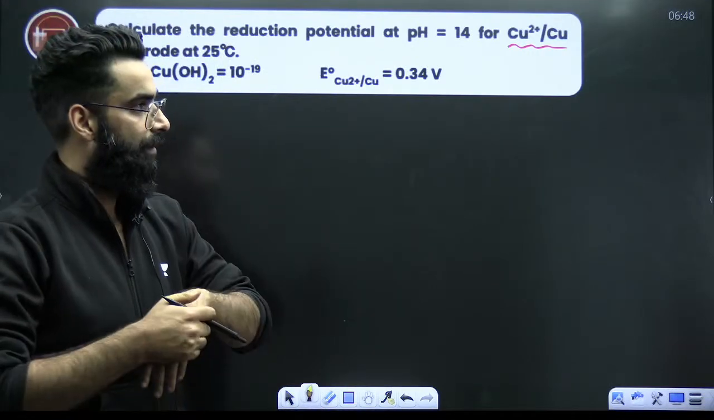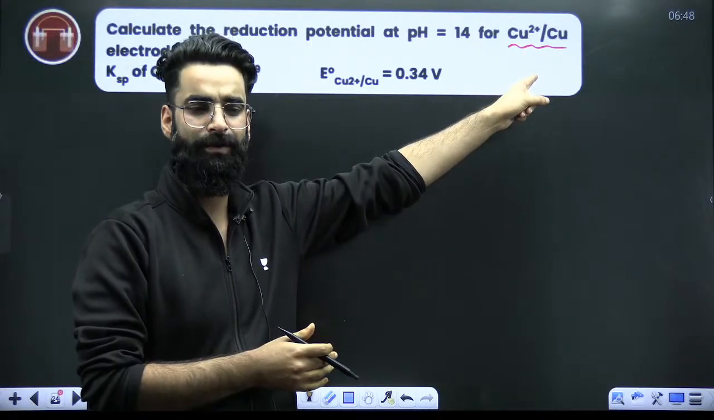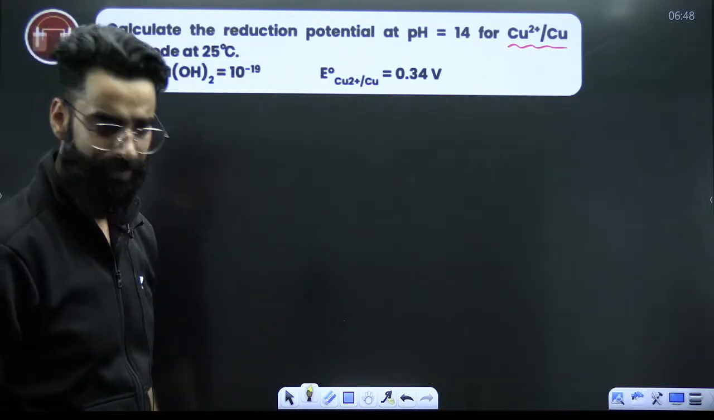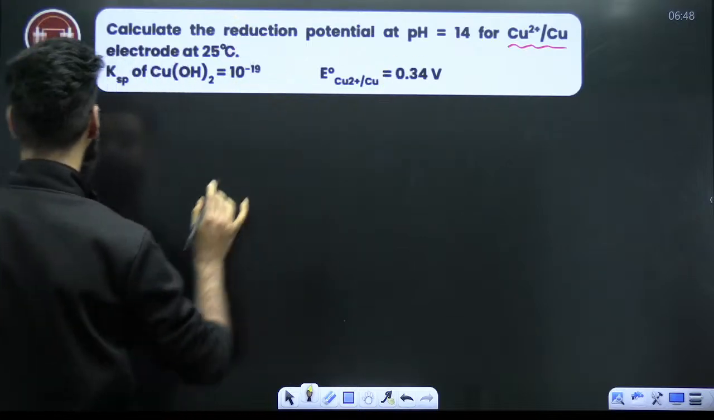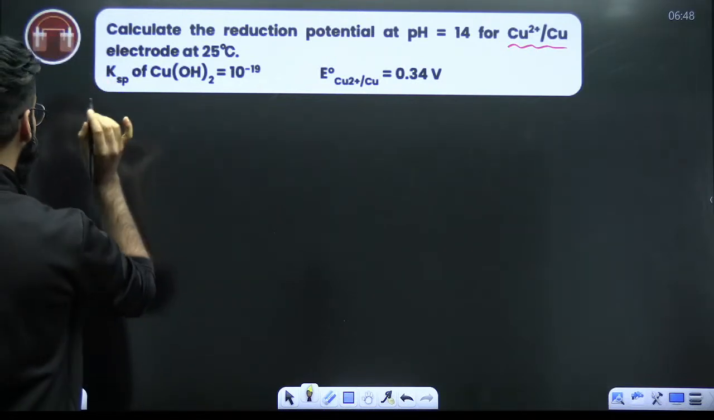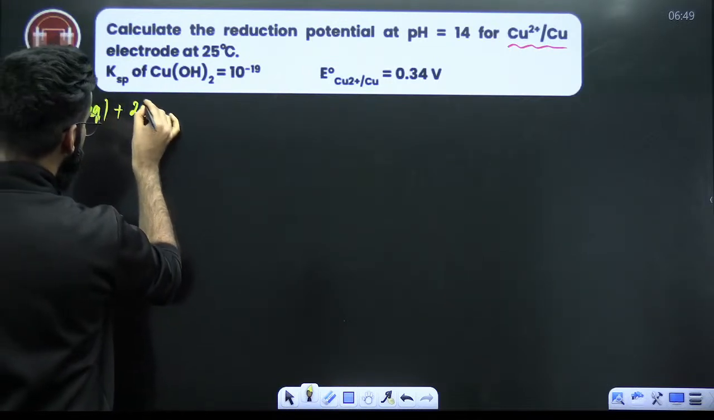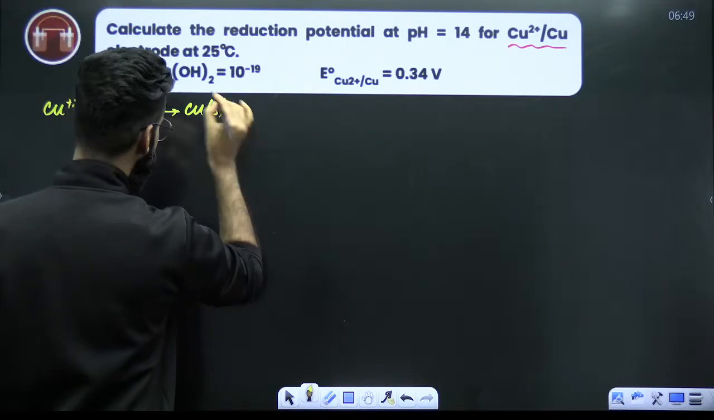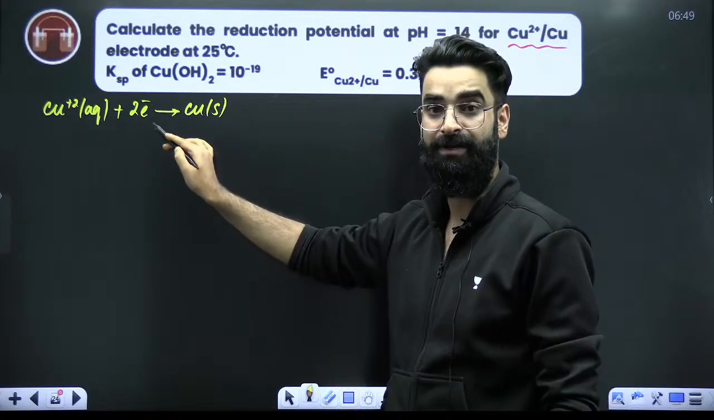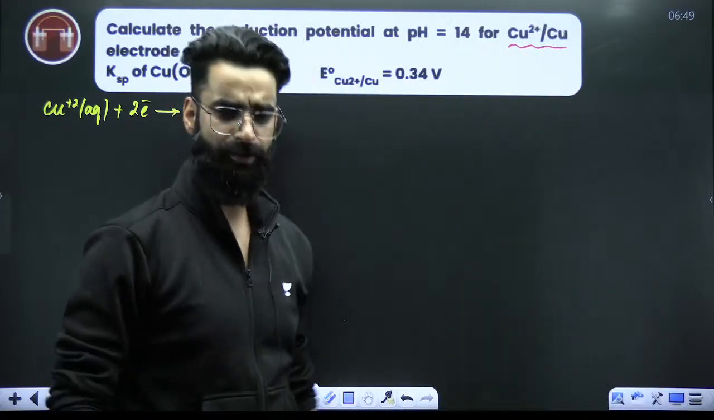Now, in order to calculate the reduction potential, should I make sure this copper electrode behaves like the cathode or anode? I'll make sure it behaves like the cathode, because at the cathode only reduction takes place and I'm supposed to calculate reduction potential only. So let's assume this copper electrode is behaving like the cathode. When it behaves like the cathode, what's going to happen? Reduction, right? Reduction means gain of electrons. So Cu2+ in the solution will gain 2 electrons and get converted into solid copper. This is your reduction reaction, which will only happen when the copper electrode behaves like the cathode.